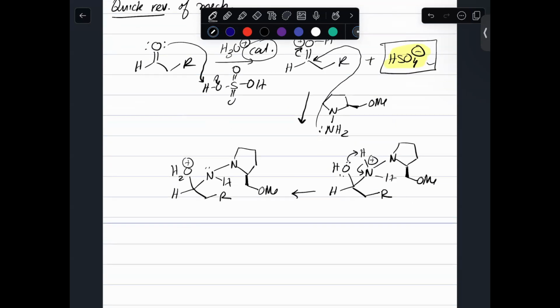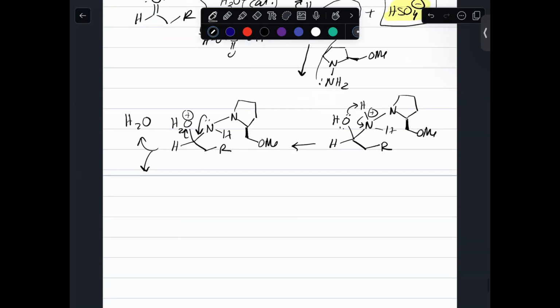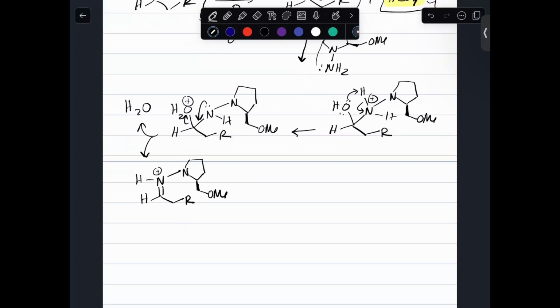I've got my great leaving group. I can kick it off. And of course, I form water as a byproduct. And you can start to see the precursor to my molecule. I finally come back with my conjugate base and I regenerate my acid and my desired amine.